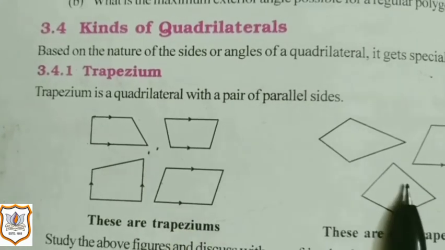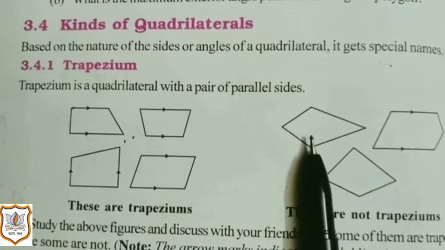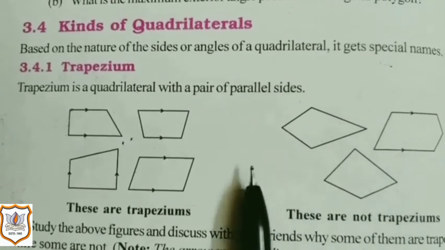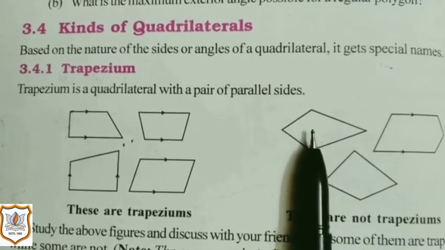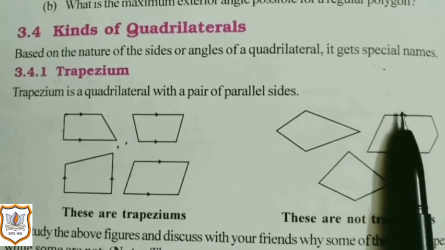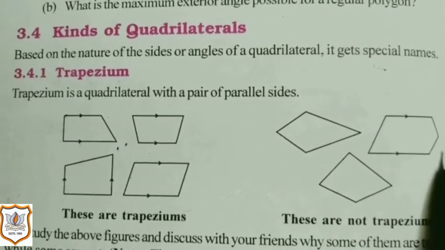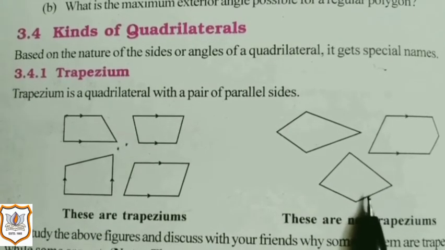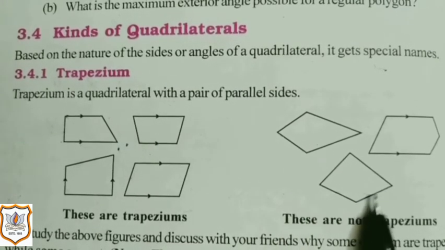Now look at these figures. Look at this figure. It has four sides: 1, 2, 3, 4. So it is a quadrilateral, but it is not a trapezium because it does not have a pair of parallel sides. Now look at this. It has five sides: 1, 2, 3, 4, 5. So this is not a quadrilateral and this is not a trapezium. Next, this is a quadrilateral, but this is not a trapezium because it does not have a pair of parallel sides.